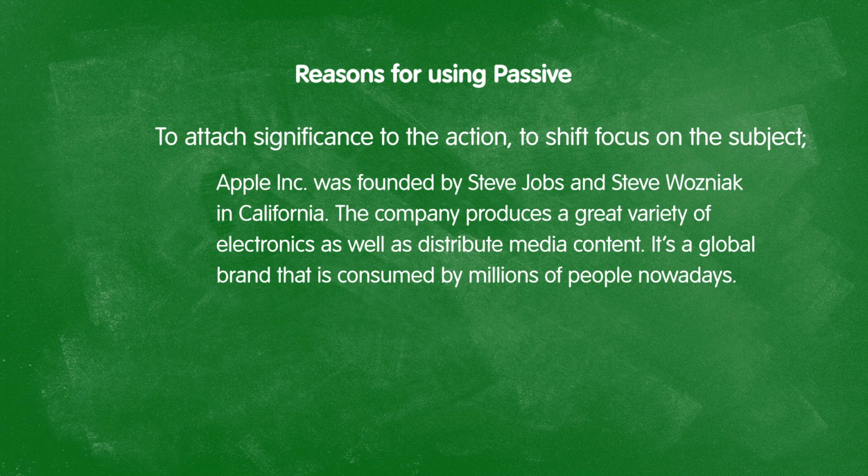The second sentence, however, is used in the active voice. And the third sentence we may have formulated this way. Millions of people consume the brand. However, the passive structure gives us an opportunity to put the brand first and attach greater importance to it. It really lets us know that it's a global brand.